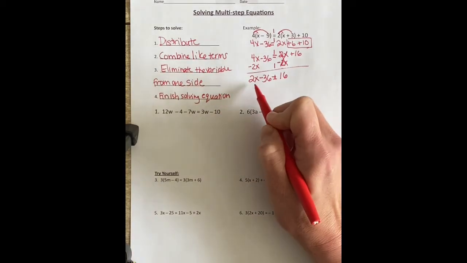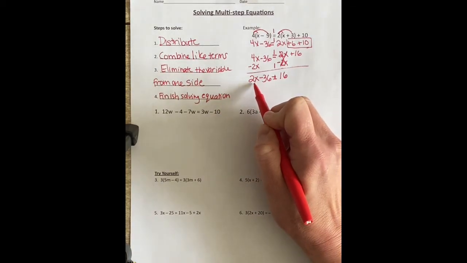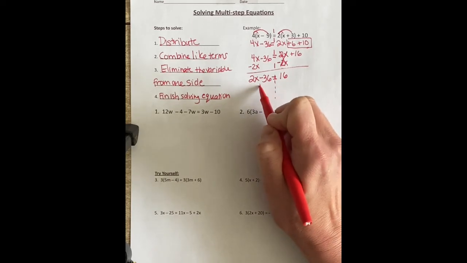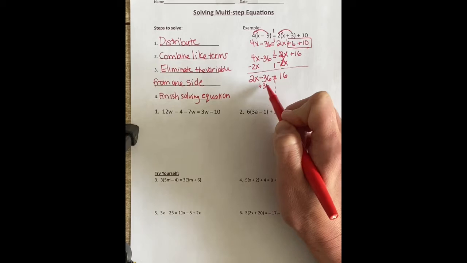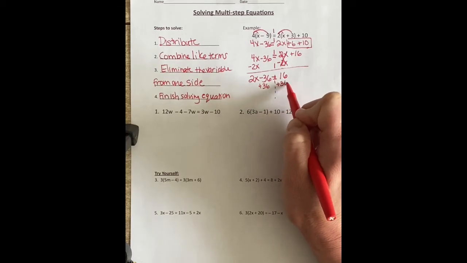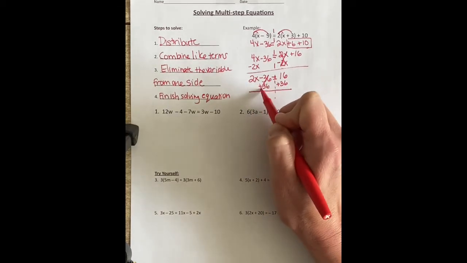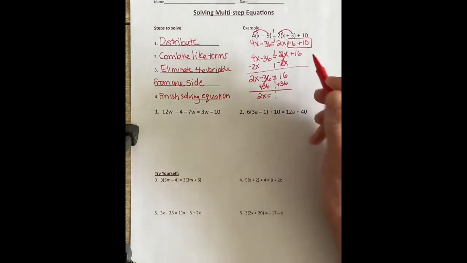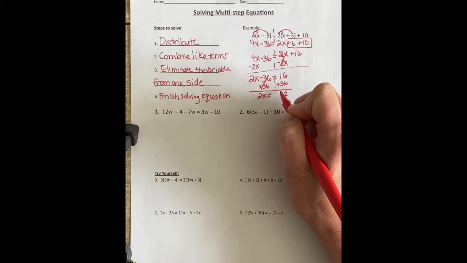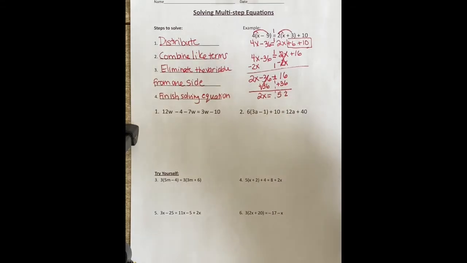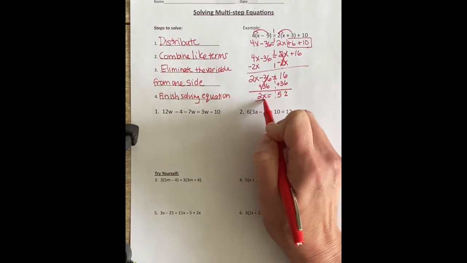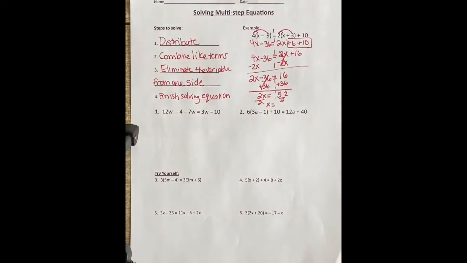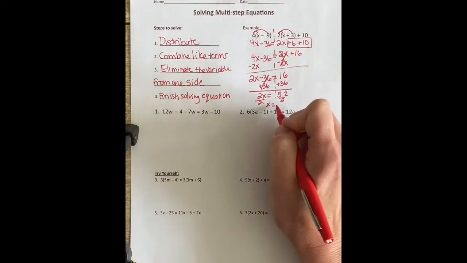So we do that by first getting the 2x by itself, which means I need to eliminate my minus 36 by doing the opposite and adding 36. And remember, you have to do it on both sides. 36 eliminates. I have 2x is equal to 16 plus 36, which is going to give me 52. Then we'll have to divide both sides by 2, and x would be equal to 26.